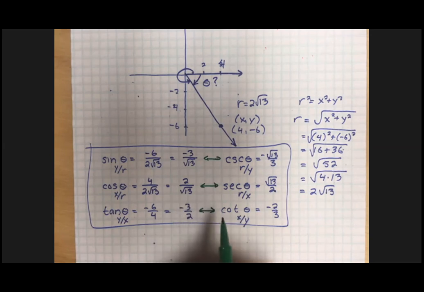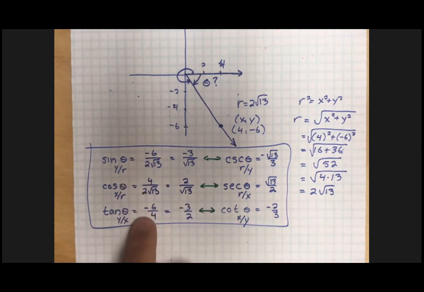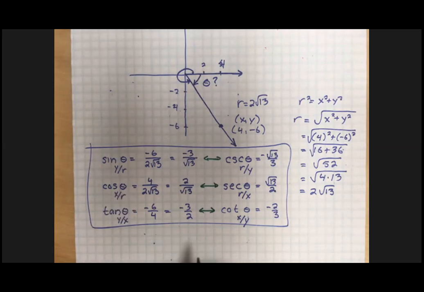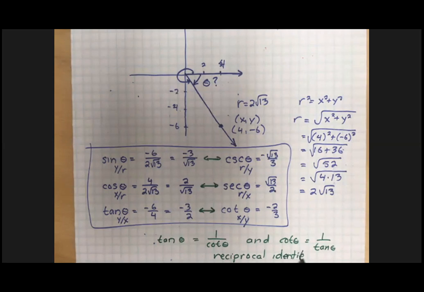That's one of your tasks. But that means if you remember 3 of them, the other 3 come for free, always. Or if you knew one of these, you could find the other one back here. Okay? So when I say reciprocal function, I mean 1 over cotangent is tangent and 1 over tangent theta is cotangent theta. These are the reciprocal identities, and they are listed on your formula sheet.